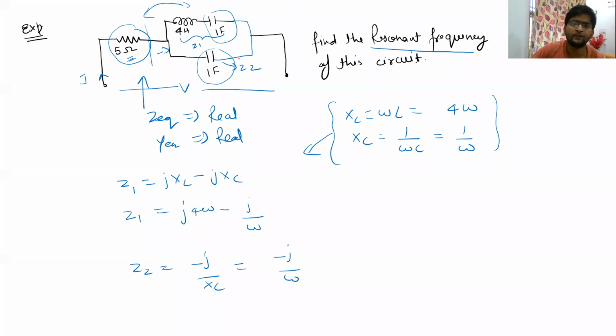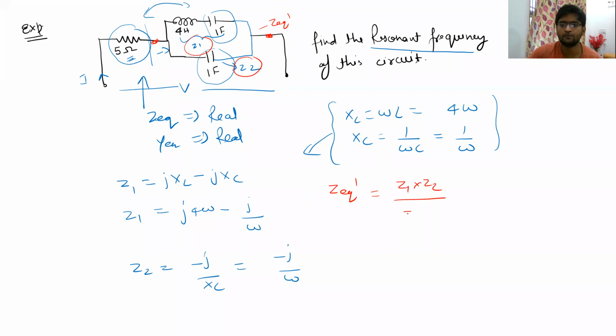Now, what will be the equivalent of this Z2 and Z1? You can clearly see that between these two terminals, Z1 and Z2 are in parallel. So let me call the combination of Z1 and Z2 as Z equivalent dash. So Z equivalent dash will be equal to the parallel combination of Z1 and Z2, which is Z1 into Z2 upon Z1 plus Z2.